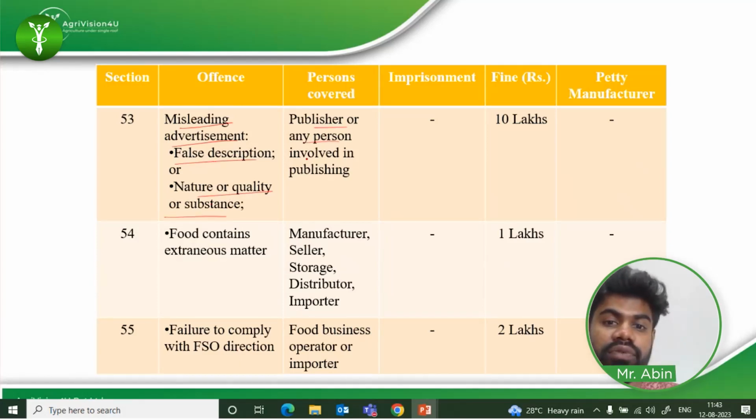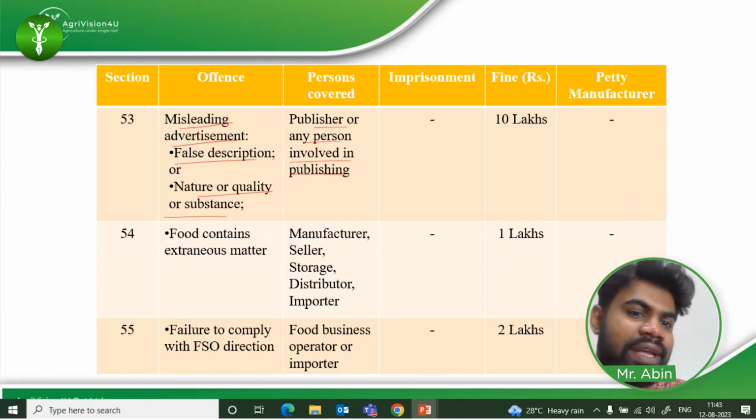Section 53, misleading advertisement or false description of nature or quality or substance. The publisher or any person involved in the publishing will be liable under this. So what do you mean by misleading advertisement? A major case happened recently. Also there were some recently viral videos from the YouTuber called Food Farmer. He got a legal notice from major companies. It was under Mondelez for some health drinks. I don't want to say the name, but all these come under misleading advertisement.